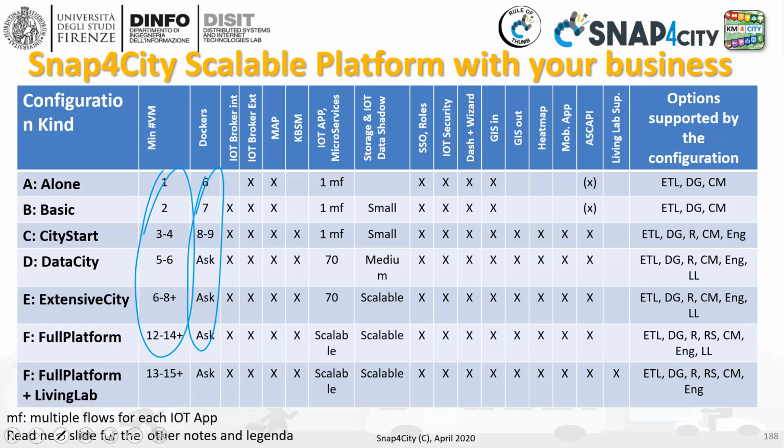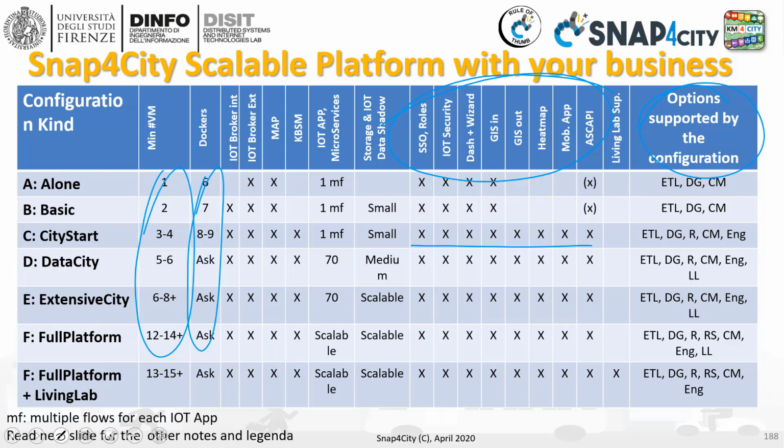So you can, according to what you need in terms of functionality, you see here the list of them. You can select the configuration alone or basic, and if you need to have all features, you need at least to start from the city start version, and then add more capability and more resources and scale up your infrastructure. In most of the configuration, you can install optional tools like ETL development, if still needed on site.